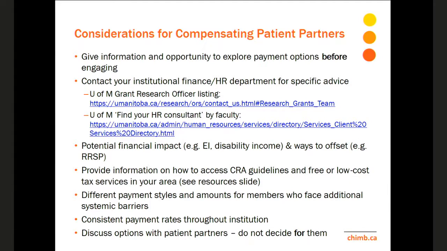I would say in general, I am not an accountant in any way, shape, or form, and I think many of us as researchers aren't, so it's not necessarily appropriate to be providing financial advice to a patient partner about how this will affect their income. But we can provide resources and supports for that. For example, there are some links again at the end to the Canada Revenue Agency guidelines for what is taxable income. They also have a search function. Again, I have the link for that because stuff is hard to find on that website.